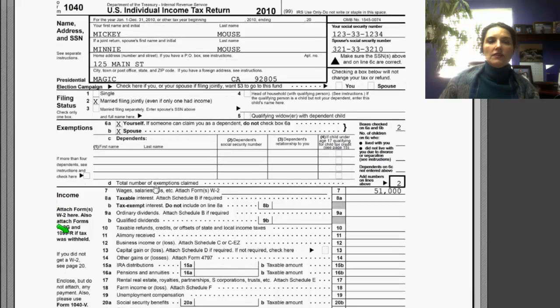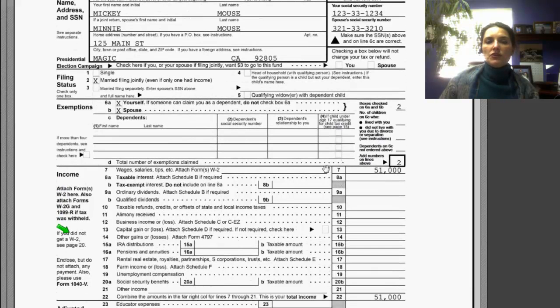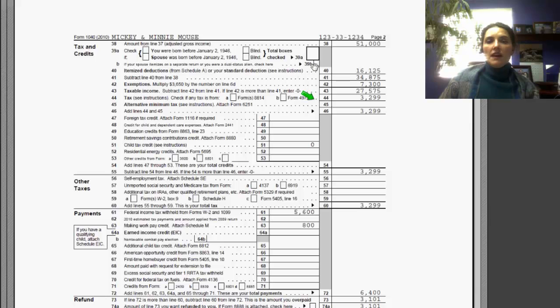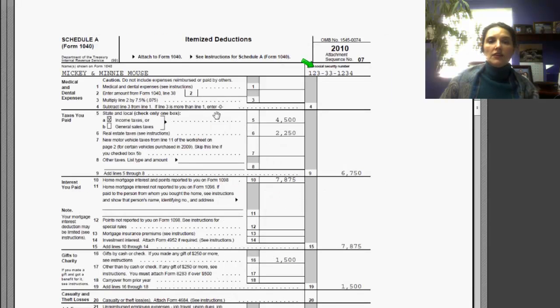And here is Mickey and Minnie's Form 1040. We show $51,000 of wage income on Line 7. And we show adjusted gross income of $51,000 as well. Line 17 has no entry on it. We'll see why that's the case. They have $16,125 of itemized deductions, so we'll need to take a look at their Schedule A to see where that comes from. And here is the Schedule A.